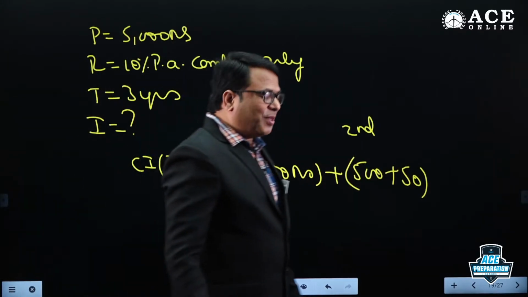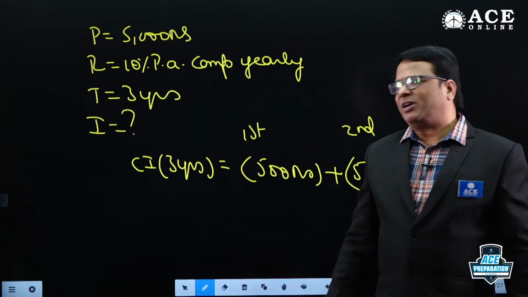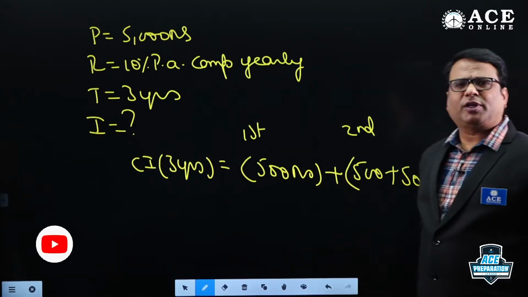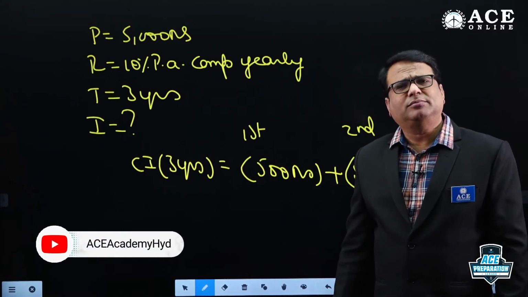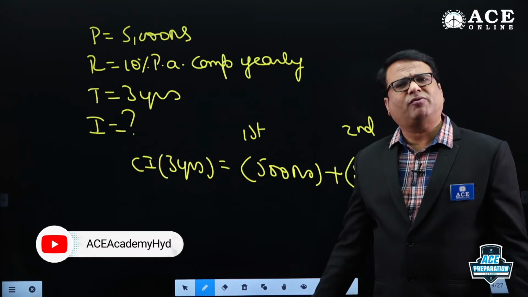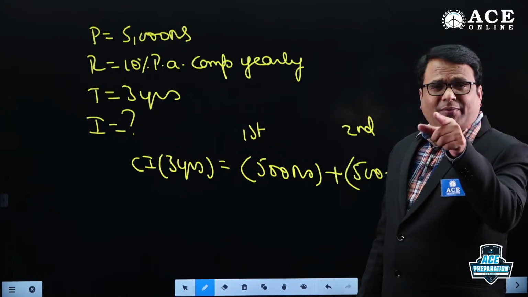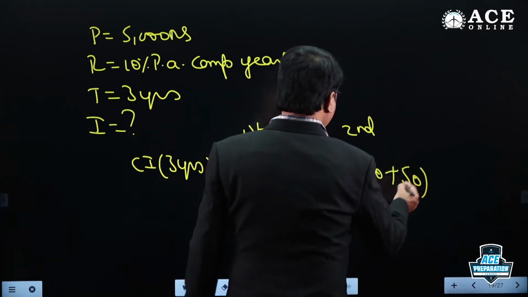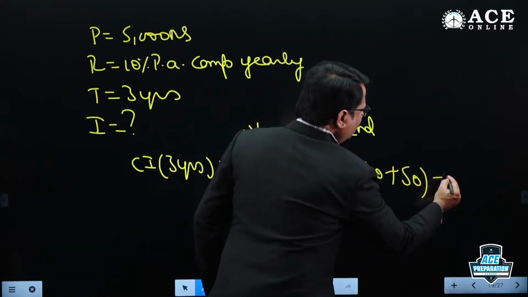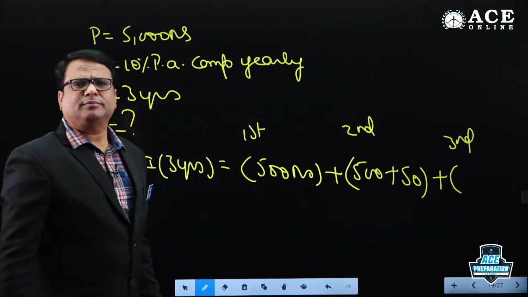So if I ask you what is the compound interest for 2 years, the problem is over. First year 500, second year 550. Put together, compound interest for 2 years is 1050. Very simple. Now suppose the time given here is 3 years. So we need to calculate for one more year. So third year. Now what is the interest for third year?